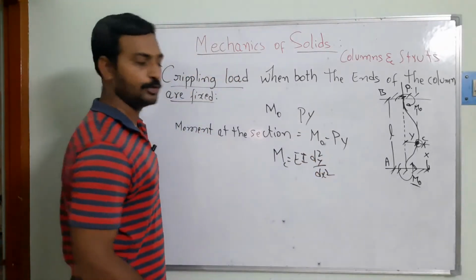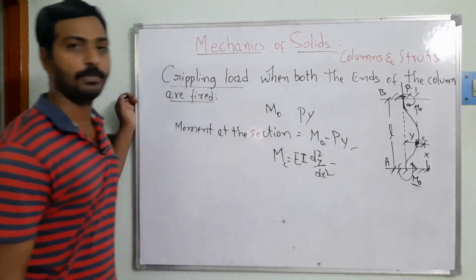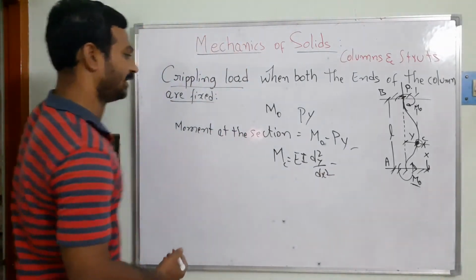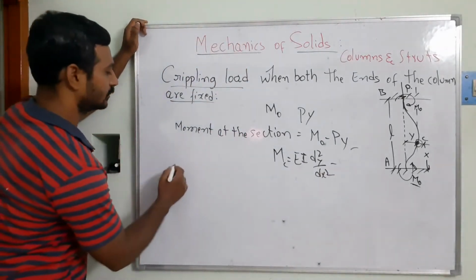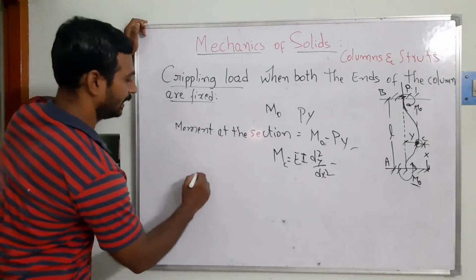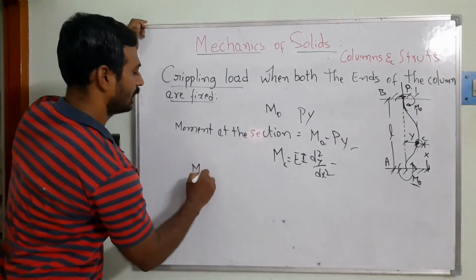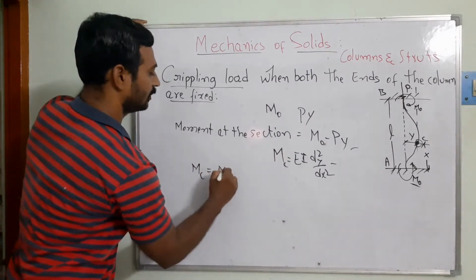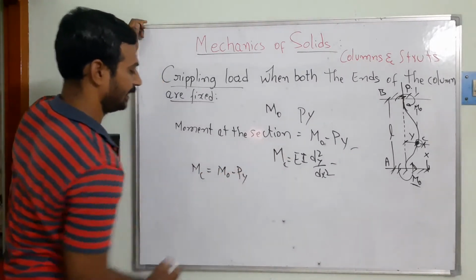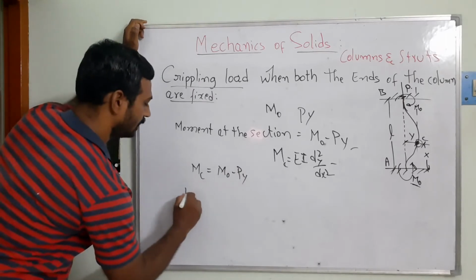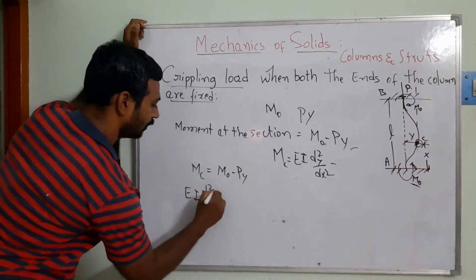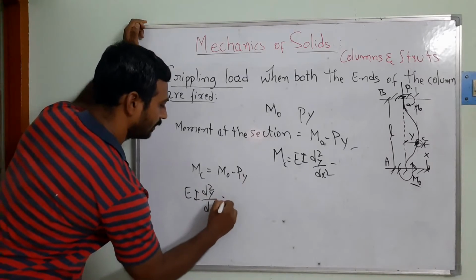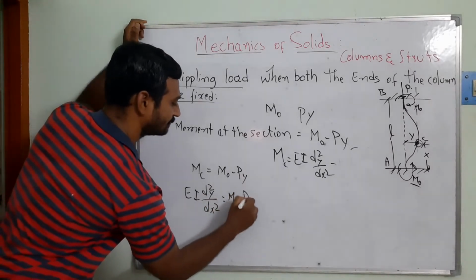So now I am going to equate these two equations. What equation are we going to get here? The summation of the moments: MC is equal to M naught minus Py at this section. So EI d square y by dx square is equal to M naught minus Py.